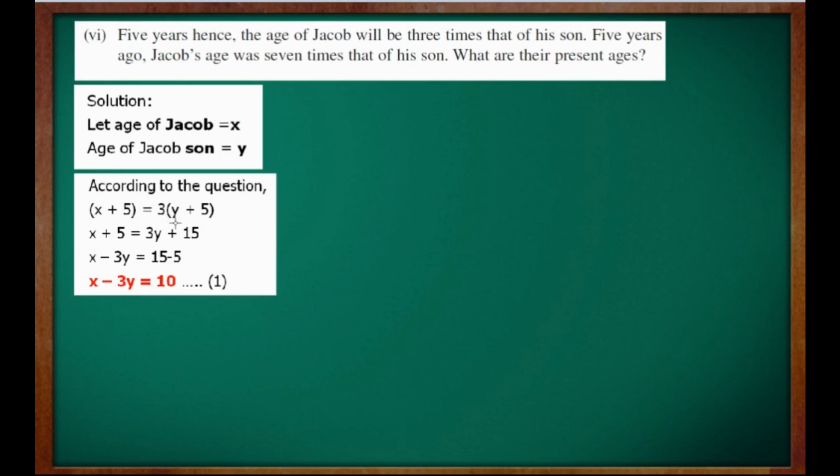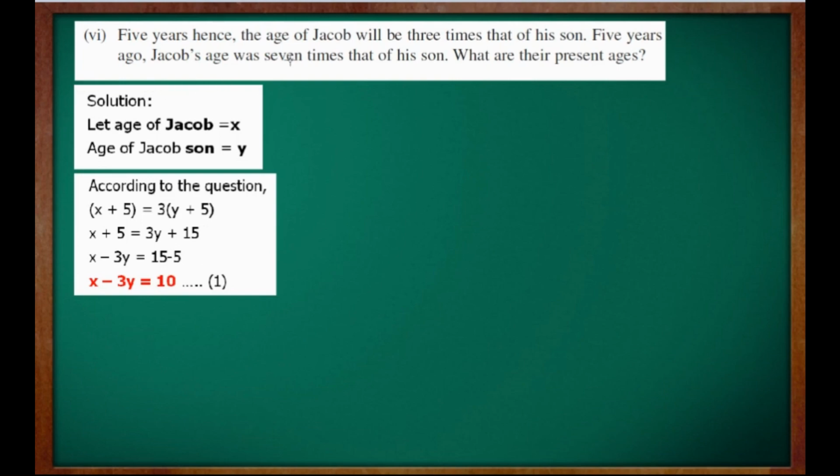We have assumed his son's age as y. So x plus 5 is equal to 3 times y is 3y, 3 5s are 15. So x minus 3y is equal to 15 minus 5, which is 10. So x minus 3y is equal to 10 is the first equation.